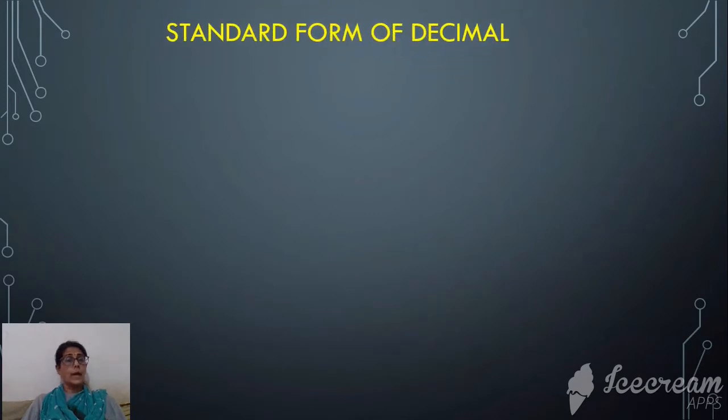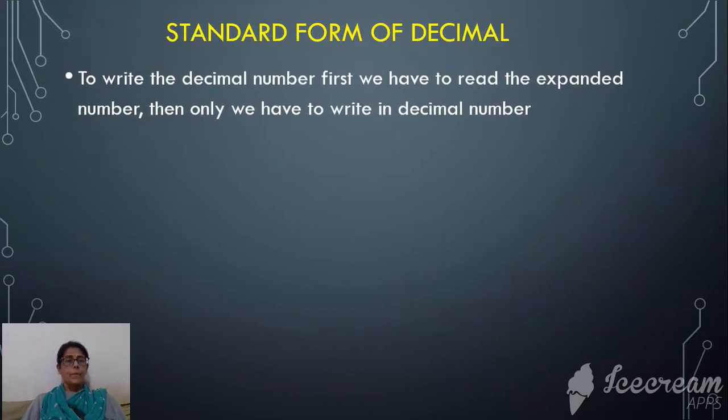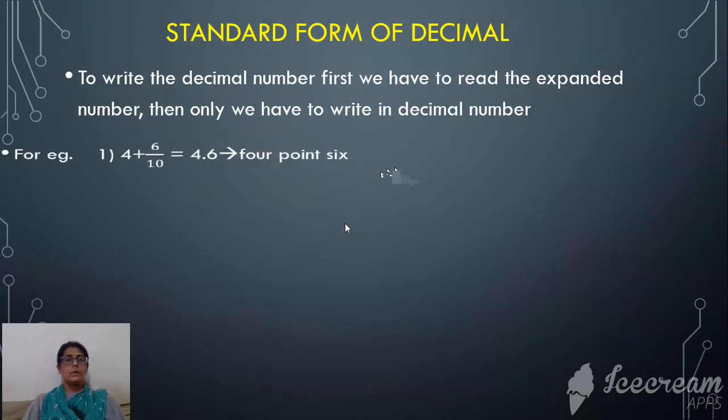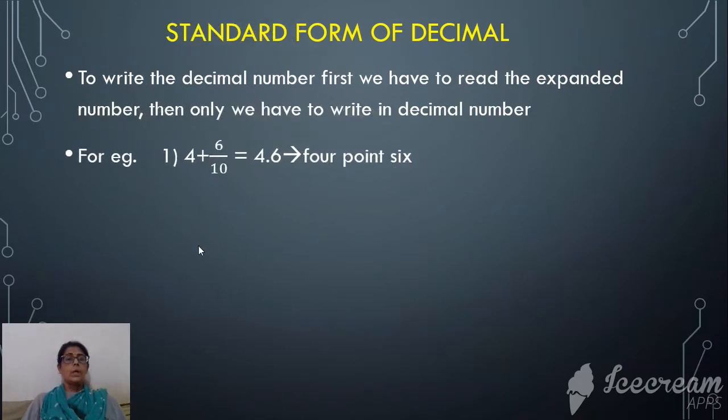Now, how to write the decimal number from the expanded form? To write the decimal number, first we have to read the expanded form. Just now, in the expanded form also we had to read the number. In this also, first we need to read and understand the number. Then only we can write it as a decimal number. See here, the expanded form is given.